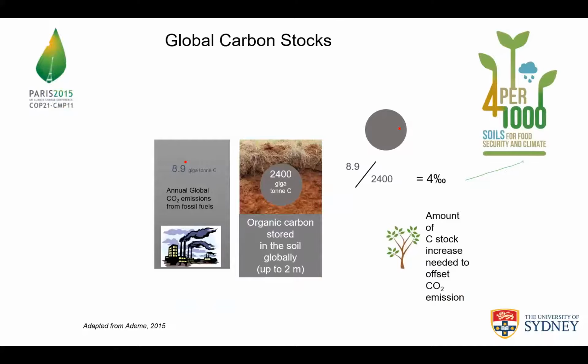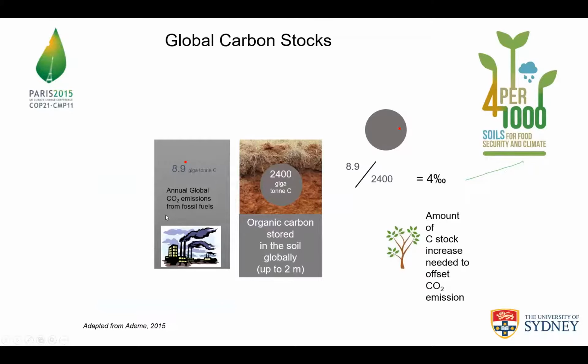And during the Paris Agreement, there was also a program launched by the French government. It's called 4 per 1,000, soil for food security and climate. What it says is soil for growing food, for food security. While we're doing that, we can also use it to fight climate change. So what does 4 per 1,000 mean?